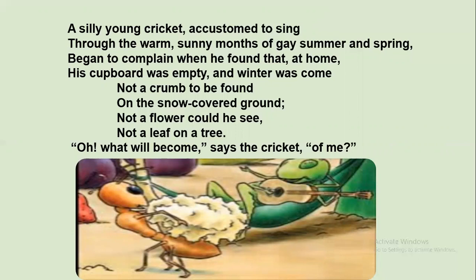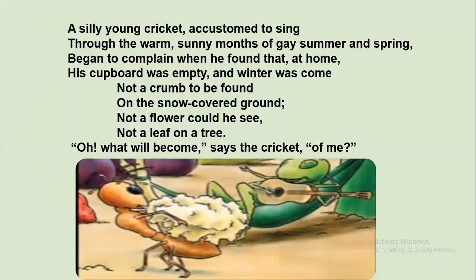So here, students, you see a silly young cricket, a kind of insect, you can say, similar to a cockroach, who used to sing and dance. Accustomed means habituated. He was habituated to sing and dance throughout the warm and sunny months. When it was summer and bright days, he would just dance and sing, and happily spend all the summer and spring season. He began to complain when he found that in his home he had nothing to eat. His cupboard was empty and winter had come.